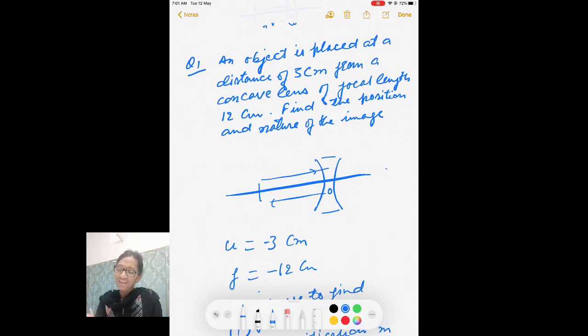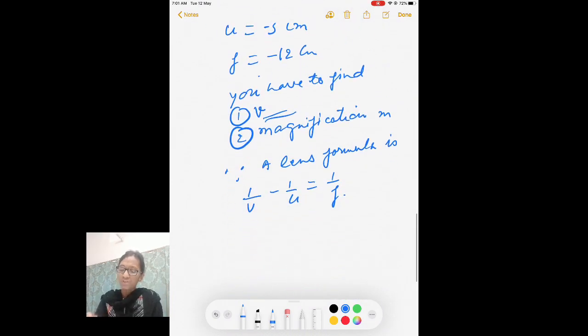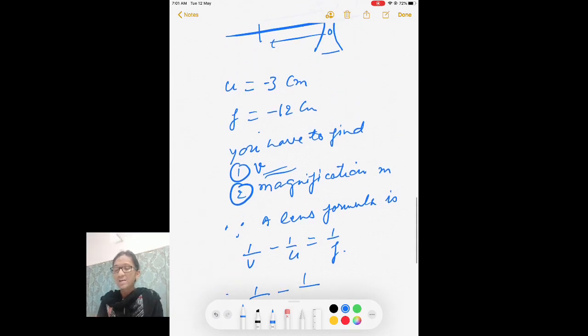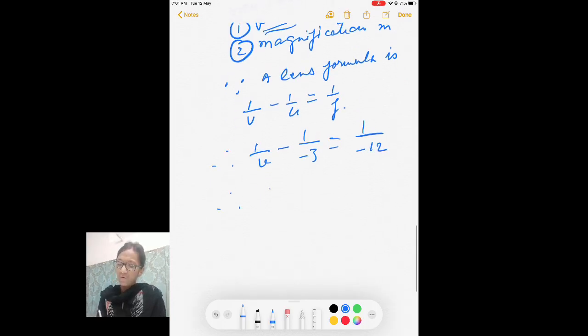We are to find v here. So we will not put sign on v, and we will write all the rest of the things with their signs. So it is minus 3 and f also is minus 12. Therefore 1 upon v comes equal to 1 upon minus 12. Here the minus has become plus.